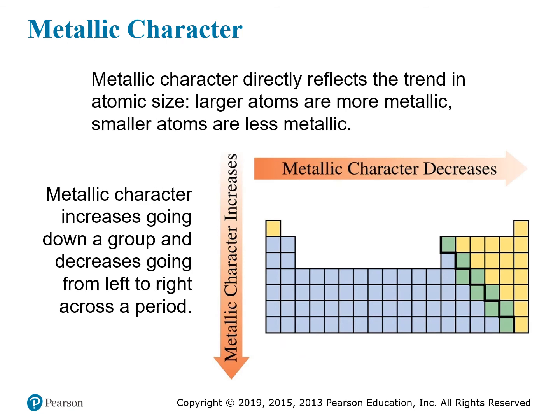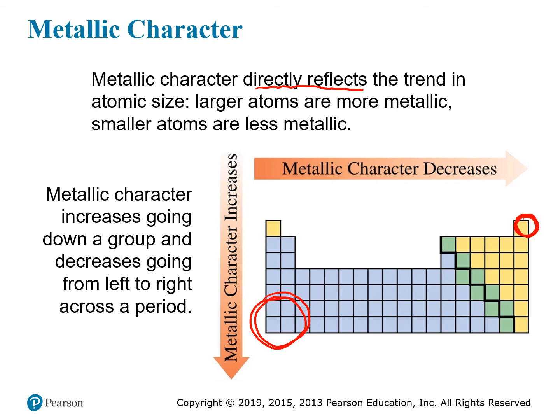So metallic character increases going down a group and decreases going across a group, which means it directly reflects the trend in the atomic size. A larger atom is more metallic. A smaller atom is less metallic. Larger atoms have lower ionization energies and more metallic character. They're in the lower left. Smaller atoms have higher ionization energy and less metallic character, and they're in the upper right.